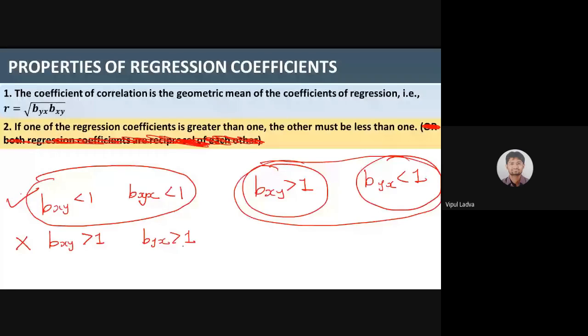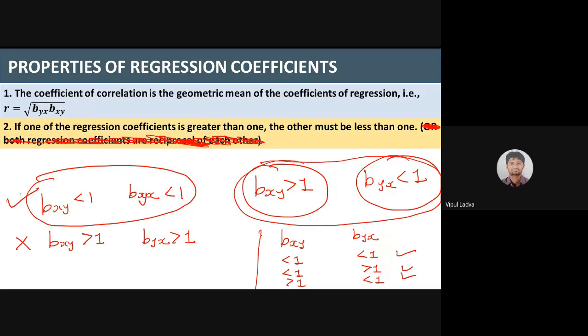It is totally possible that, comparing bxy and byx, both are less than 1, which is valid. One is less than 1 and one is greater than 1, which is valid. This one greater than 1 and that one less than 1, no problem, it is totally valid. But it is not possible that both have a value greater than 1. Both values greater than 1 cannot happen; this can happen, that can happen.